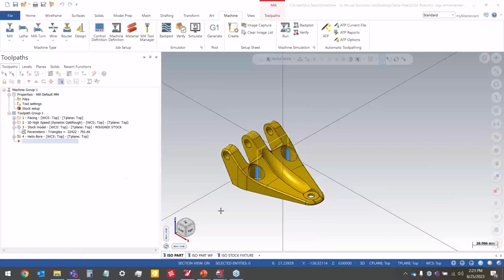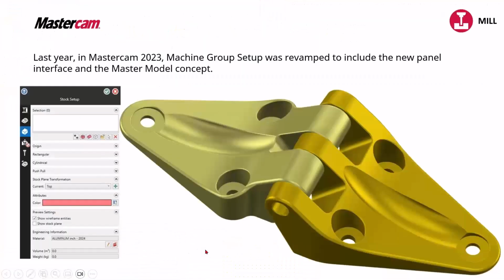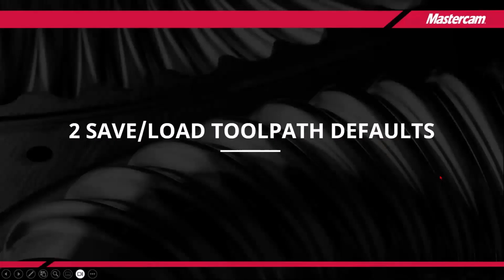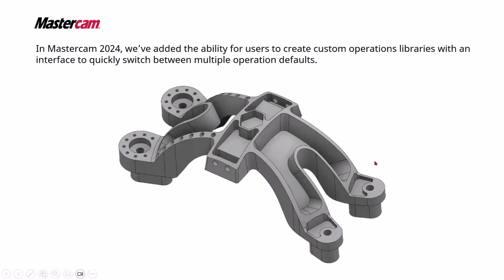Okay, so moving along here. The next feature that I want to look at is the new ability to save and load toolpath defaults. In previous versions, you were able to save a single default for your toolpath parameters. And let's just open up the file so we can see exactly what I'm talking about here.